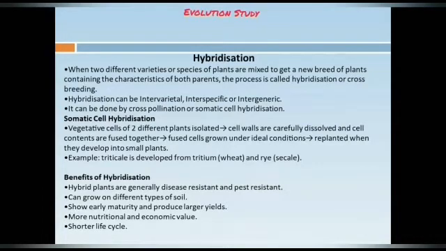The vegetative cells of two different plants are isolated, cell walls are carefully dissolved and the cell contents are fused together, and then the fused cells are grown under ideal conditions and replanted when they develop into small plants. Example, triticale is developed from triticum or wheat and rye or Secale. Benefits of hybridization. Hybrid plants are generally disease resistant and pest resistant, can grow on different types of soil, show early maturity and produce larger yields, have more nutritional and economic value, and a shorter life cycle.